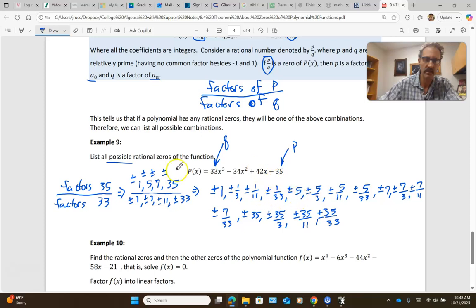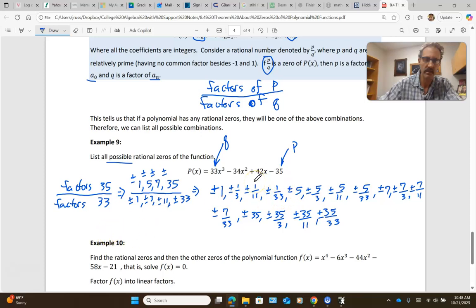Okay, so this theorem doesn't tell us that this polynomial will have any rational zeros. It just tells us that if it does, they're going to come from this list right here. So knowing this list gives us some candidates with which to start. And that's what we're going to use when we work on example 10.